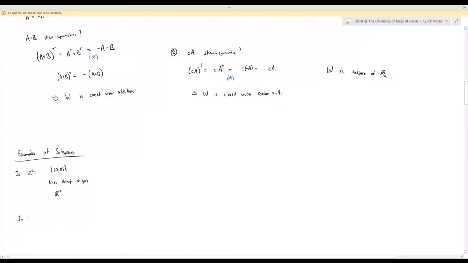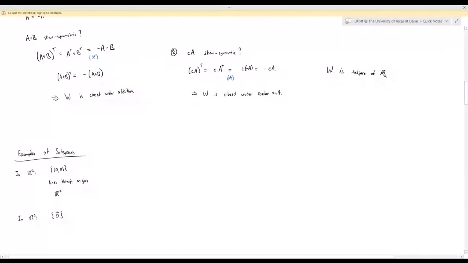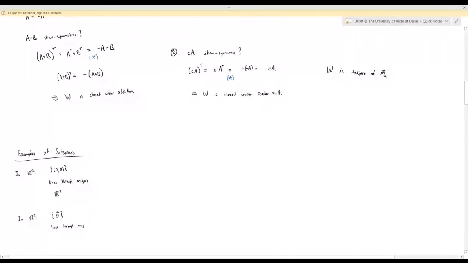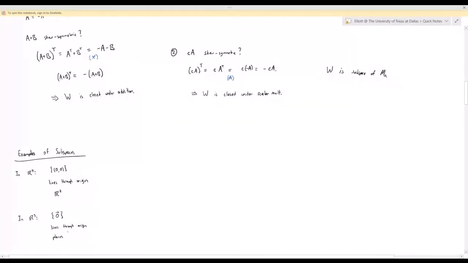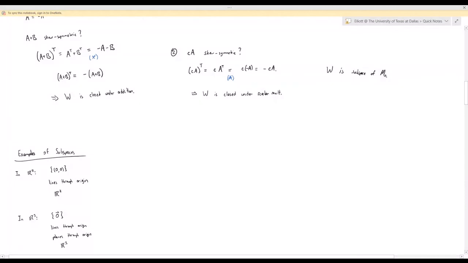And for R3, there's something similar that you can say. The subspaces would be the zero vector by itself, lines through the origin, and any plane that passes through the origin will also be a subspace now. And then of course R3 itself.